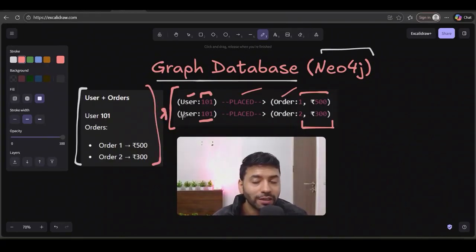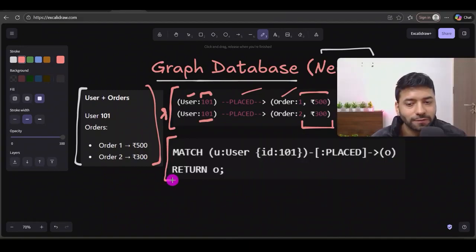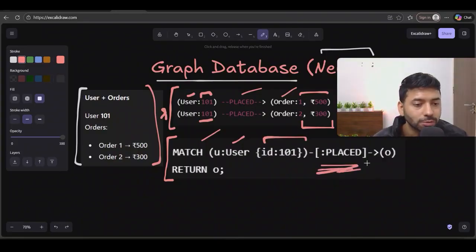Now how can you read this data? So you can read in this way. Match, you provide the node and then provide the ID, and this is the relationship. Okay, and corresponding to it we get this output. So basically we are trying to find the match for user ID 101, and this is the edge or the relationship, and corresponding to it, it will return you both of the orders because user 1 placed 2 orders. So both of these things match for these 2 orders.